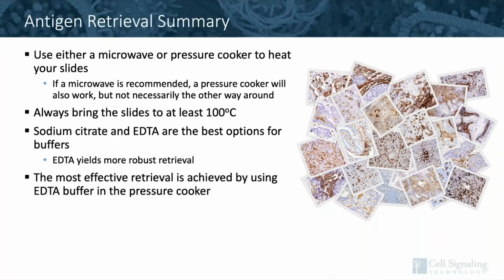Based on what I have covered here, if you have an antibody that is yielding very weak signal, the best option to maximize retrieval is to use EDTA buffer in a pressure cooker. And if you choose to alter our antigen retrieval recommendations, you may have to perform additional optimization steps.